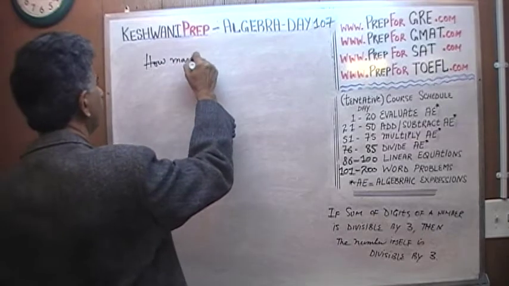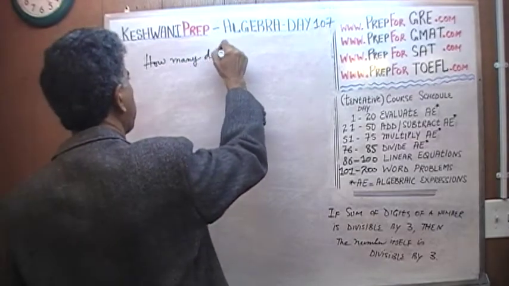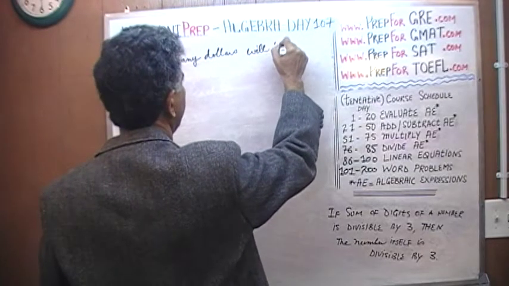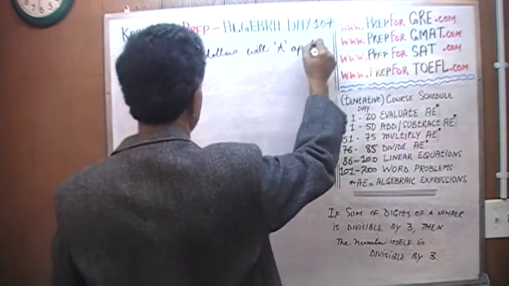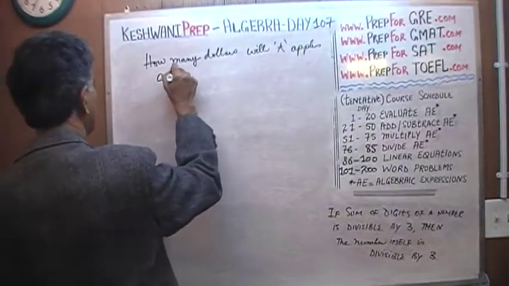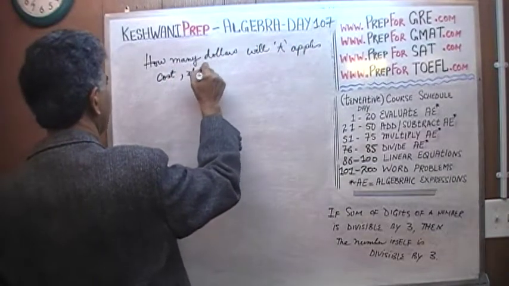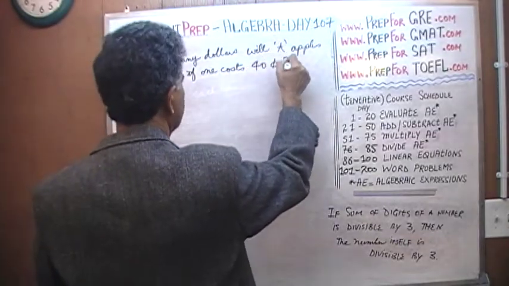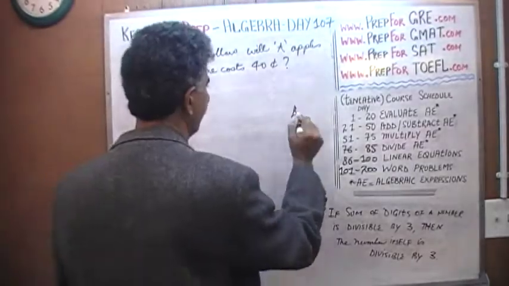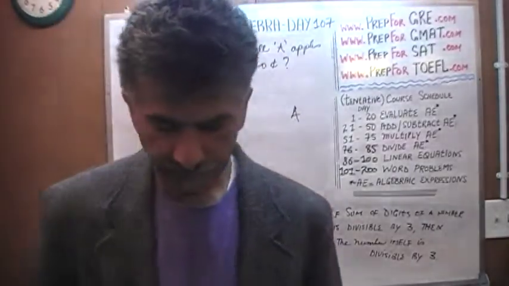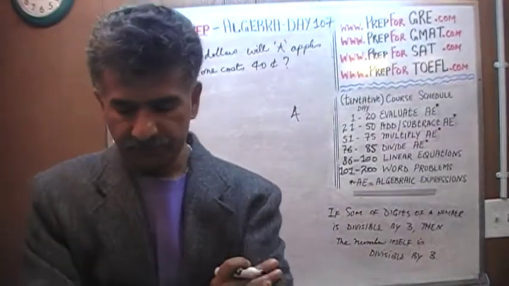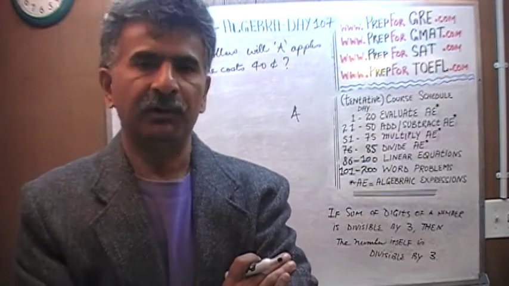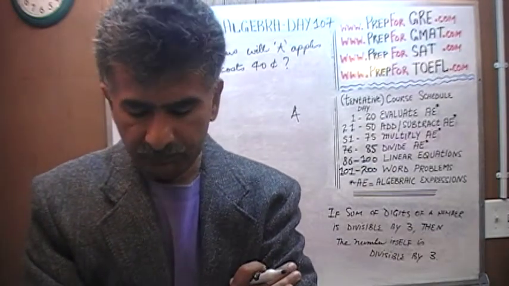How many dollars will A apples cost if one costs 40 cents? So we're buying A apples. We do not know the quantity of the A, obviously, which is what makes it an algebra problem. Because had we been given the value of A, it would turn into an arithmetic problem.